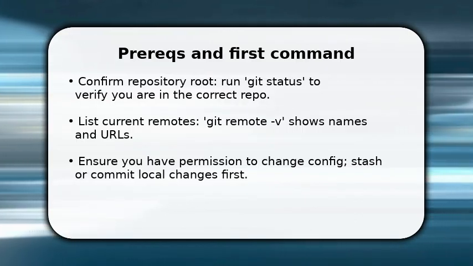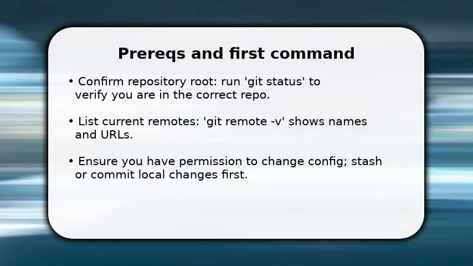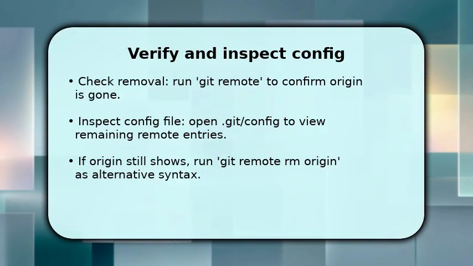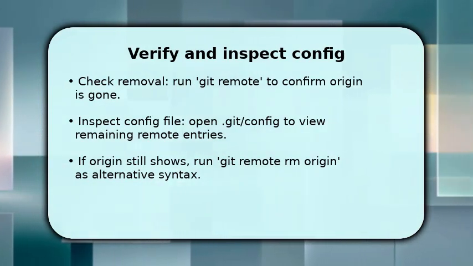This is precise and safe. It only alters your local config. Make sure the command runs without error before proceeding to the next step. After running the remove command, verify the change by running git remote to list current remotes. Origin should no longer appear.